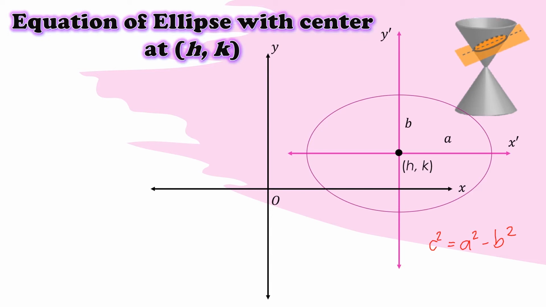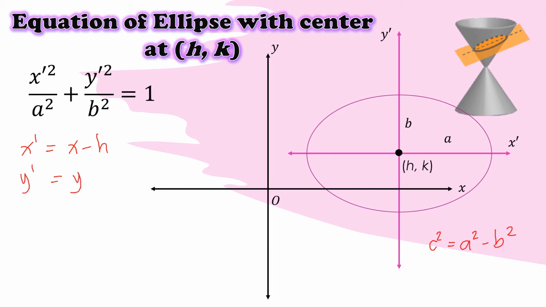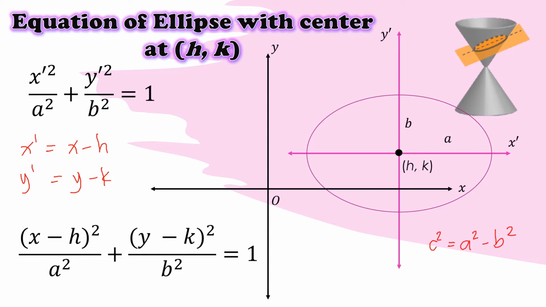And the equation of the ellipse referred to the new axes is given by x prime squared over a squared plus y prime squared over b squared equals 1. The substitutions x prime equals x minus h and y prime equals y minus k from the translation formulas yield the equation of the ellipse with center at (h, k) and major axis parallel to the x-axis as (x minus h) squared over a squared plus (y minus k) squared over b squared equals 1.